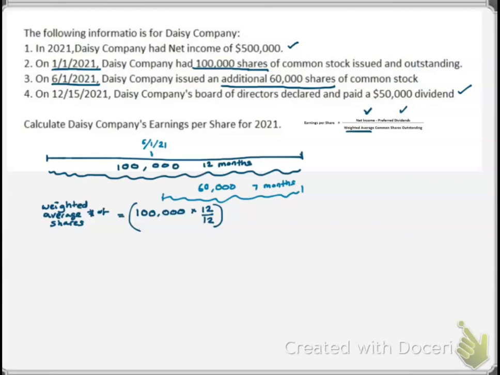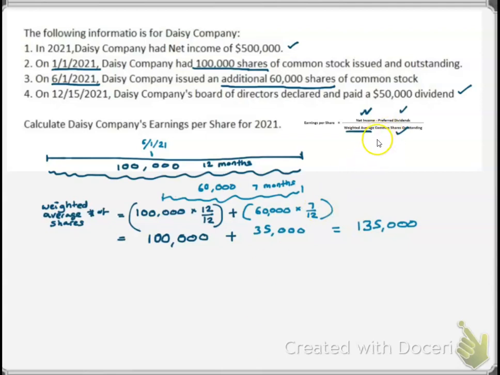When we do that, again, we're going to add that. We're going to say 60,000 multiplied by 7, because that's the number of months that these shares were outstanding, divided by 12, which is how many months there are in a year. This simplifies into 100,000 plus 35,000, which is 135,000. That is the denominator of your earnings per share calculation.